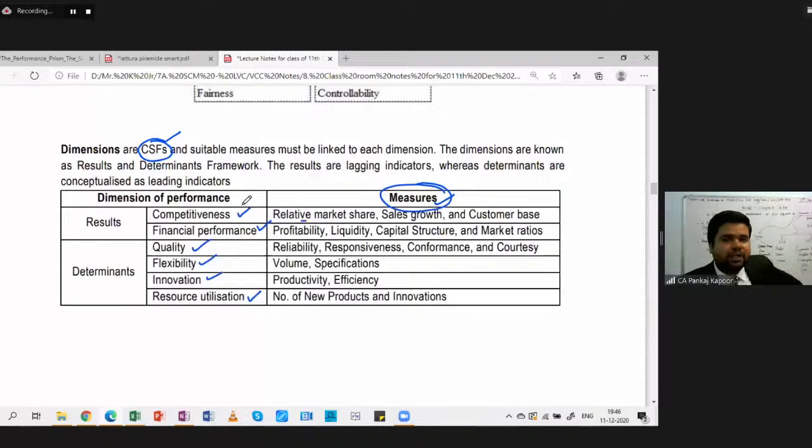In order to measure your competitiveness, you'll see your relative market share. In order to measure your profitability, you'll see your gross margin ratio, your profitability ratios, or you can also see your sales, etc. In order to measure your quality, you see how many customers are coming back to you again and again. Because if your service is bad, customers will not come back to you. If your quality is good, only then they'll come back to you. So reliability, your responsiveness to customers, and customers coming back to you are nothing but the measures of quality. So these things are given to you here.